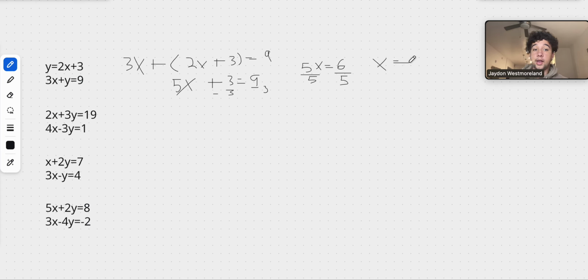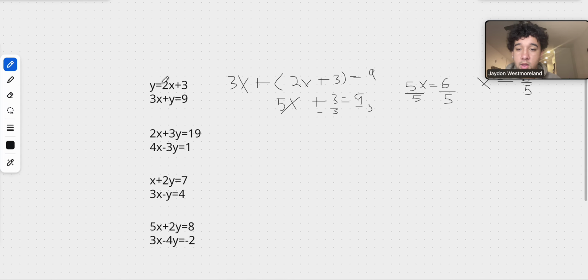Okay, now that's my x side of this equation. How do I find the y? Remember, the answer is the point of intersection, so it's an ordered pair, which means I need an x and a y value. Well, in order for me to find the y value, I'm just going to plug this in for x, right? x is 6/5. So I'm going to come back over here. Now y is equal to 2x plus 3. I'm going to substitute the x with 6/5. So 2 times 6/5 plus 3.